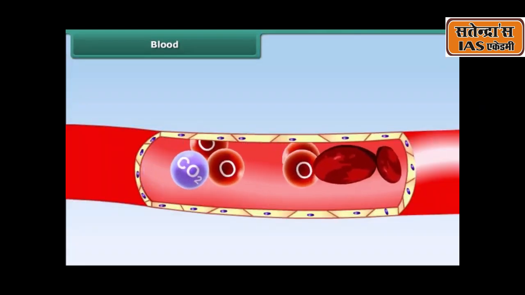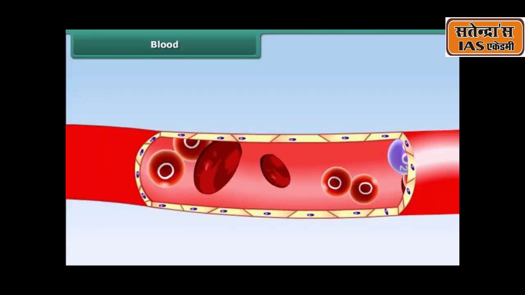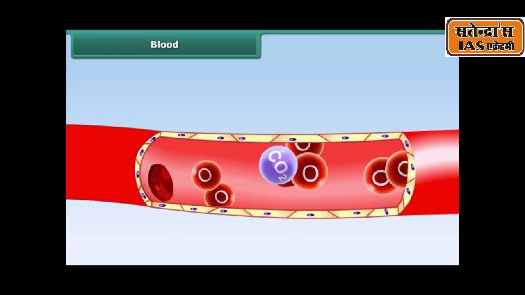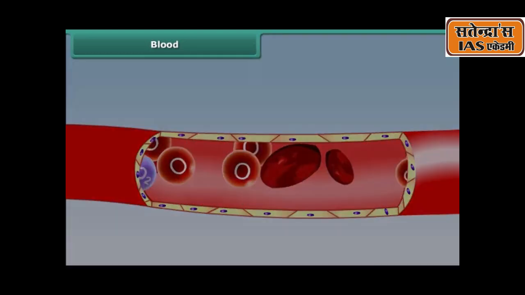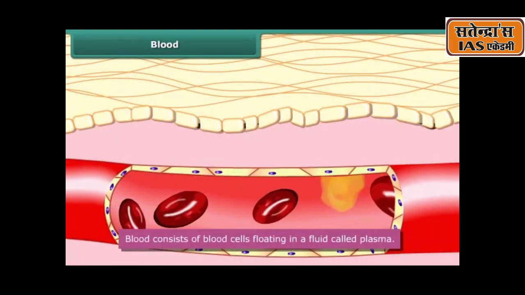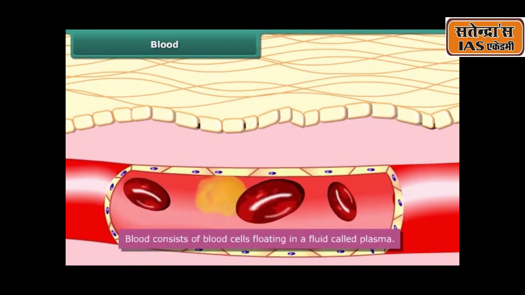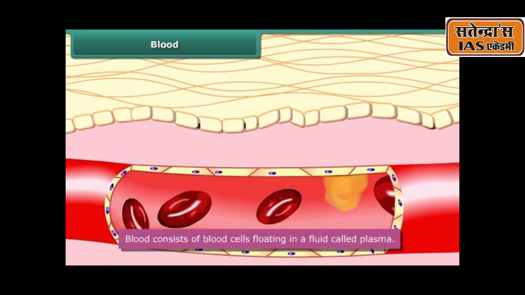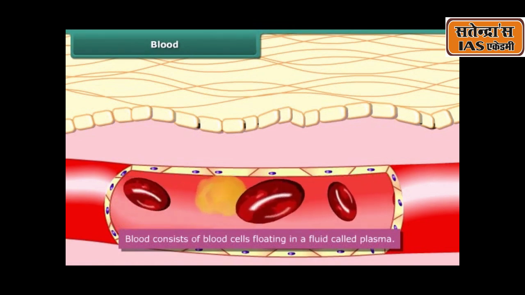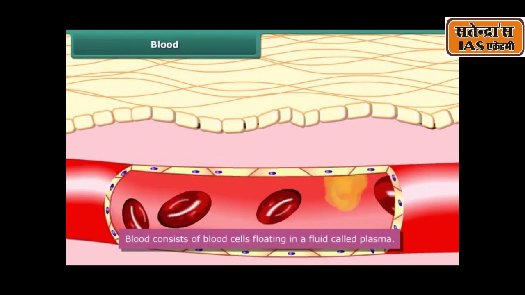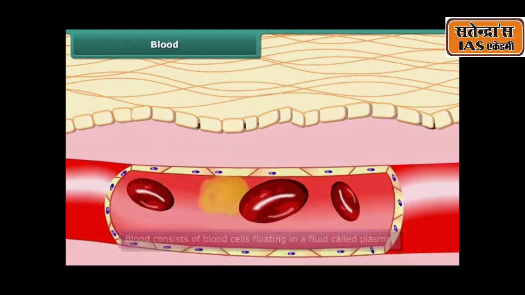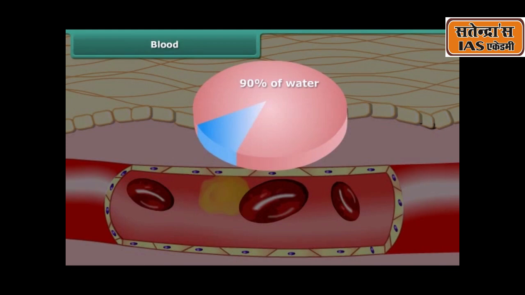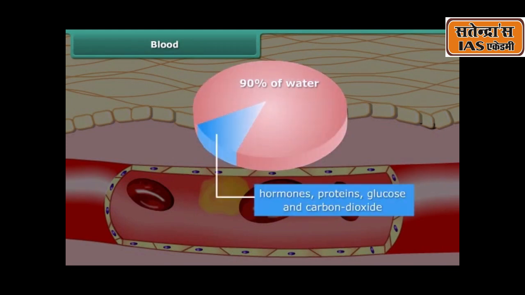Blood is a fluid that is essential for our survival. It carries oxygen and nutrients to body parts. It also carries waste away from body parts for removal. Blood consists of blood cells floating in a fluid called plasma. Plasma is yellow in color. 90% of it is water. Besides water, plasma contains hormones, proteins, glucose, and carbon dioxide.